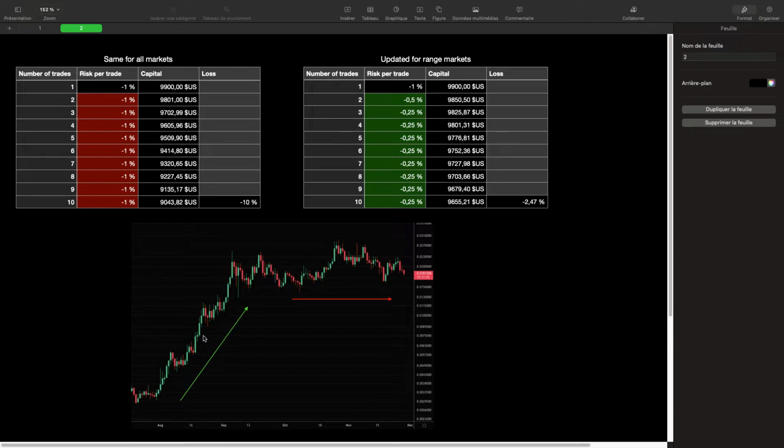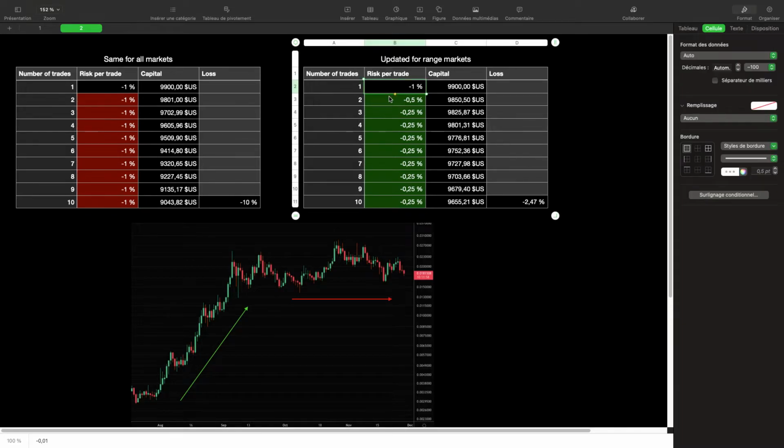The market is shifting from bullish to range market. So of course you can't change your risk management right away because, well, if you start to change your risk management every time there is a red candle, you're not going to do anything. You need to start changing your risk management when the market starts to range. For example, you see around this period, the market starts becoming a range market. So what you need to do is to decrease your risk per trade.